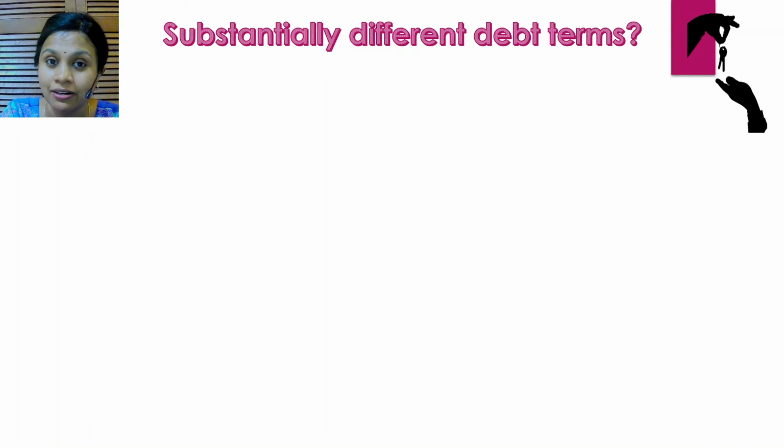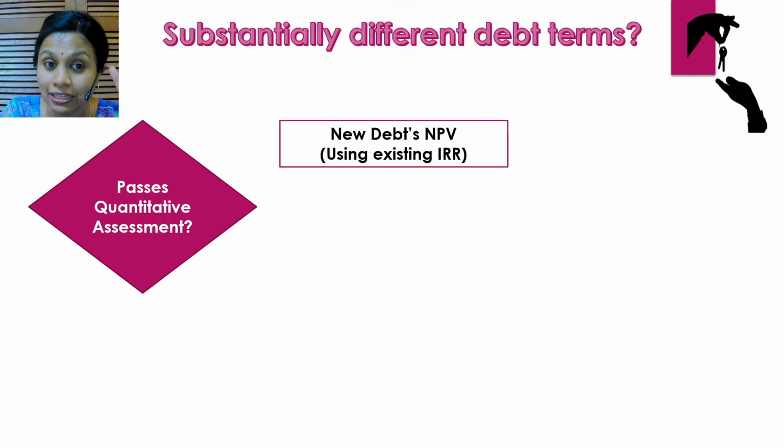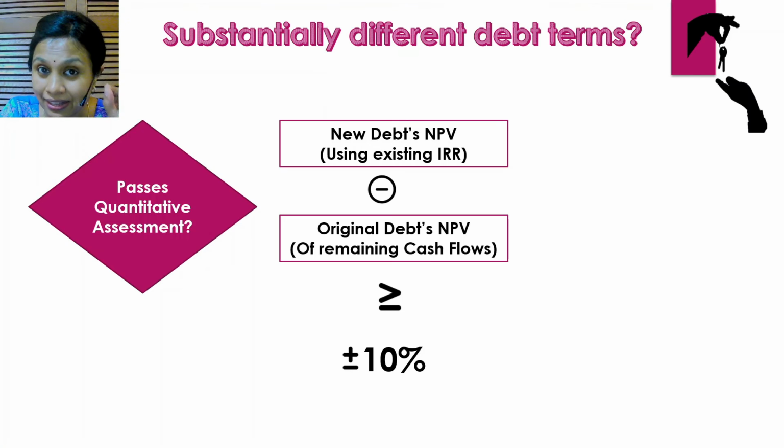The standard is very clear. There are two types of assessments that we need to do. The first one is the quantitative assessment. Now, under quantitative assessment, we need to calculate the net present value of the new debt by using the effective rate of return, or the IRR. Then we subtract this from the original debt's net present value. But at that time, we only take the remaining cash flows. Now, the difference that we get should be greater than or equal to 10%. Only then will we say that the terms are substantially different from a quantitative point of view.